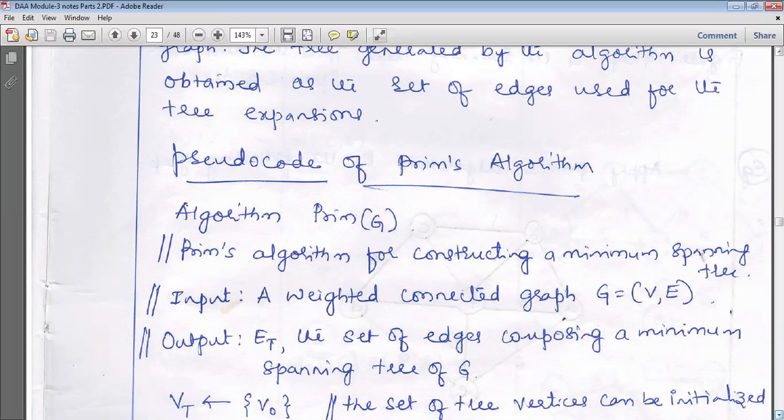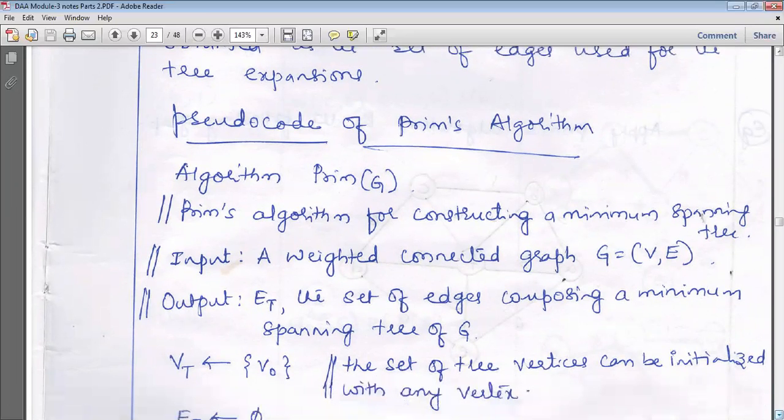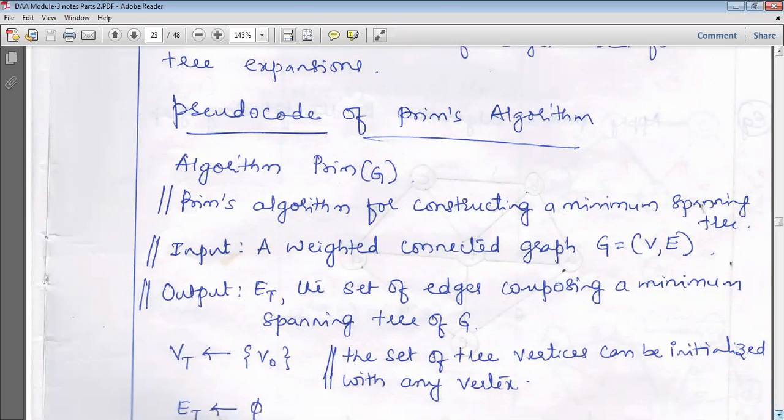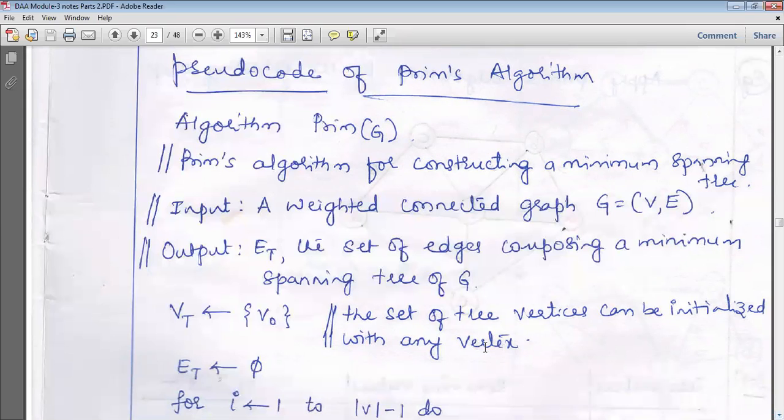The output is ET, the set of edges composing a minimum spanning tree. All the edges which are composing the minimum spanning tree will be there, along with the set of vertices starting from the initial vertex. The initial vertex we are going to consider as V0. Initially no edges will be there, so we start with the first vertex, and initially no edges are included. We'll set it as empty.